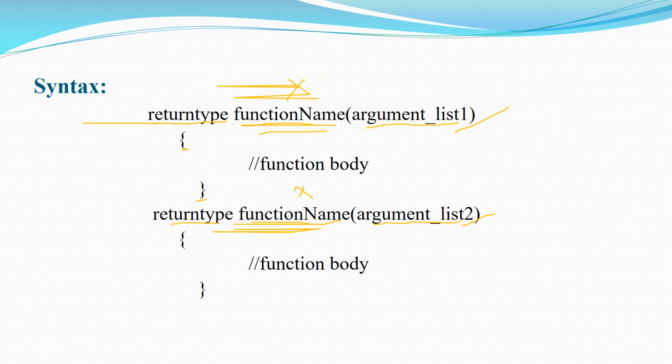Suppose an argument is int a. The int a should not be the same in the second argument list as int a. It may differ in the number or type of arguments. This is how you are going to create the syntax of function overloading. Once we go through an example, we can clearly understand how we are going to create function overloading in this chapter.